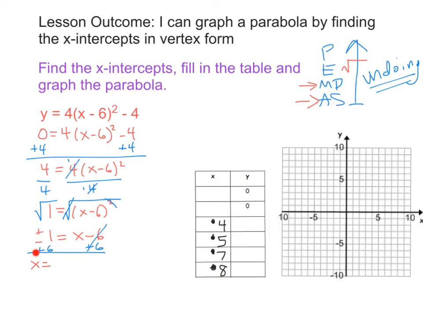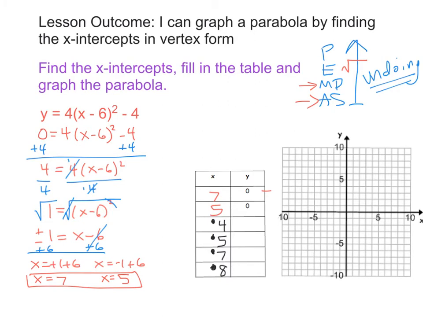So positive 1 plus 6, and then we have to deal with the other option, which is negative 1 plus 6. So x equals positive 1 plus 6, which is 7, or x equals negative 1 plus 6, which is 5. We have found our two x values, which are our x-intercepts because they are the values of x when y is 0. We're going to go ahead and put those in, 7 and 5.